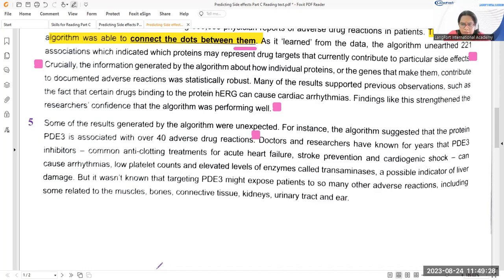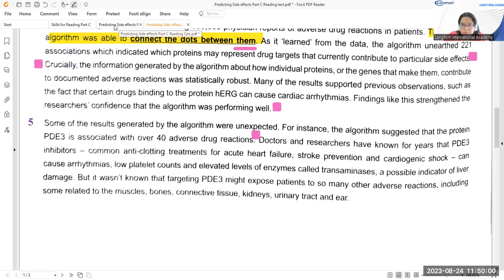Some of the results that they got were unexpected. One such thing was PDE3 and its connection to at least 40 different drug reactions. Researchers already knew that PDE3 treatments can cause certain side effects, but what they didn't know was that PDE3 treatments can put patients at risk of other adverse reactions, such as those affecting muscles, bones, connective tissue, kidneys, and so on. Pretty straightforward to understand. All of you, go through it.